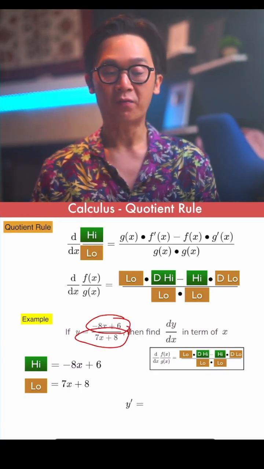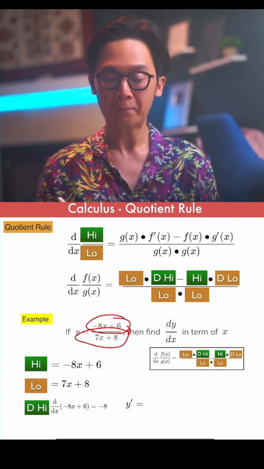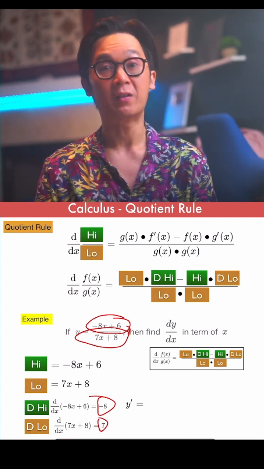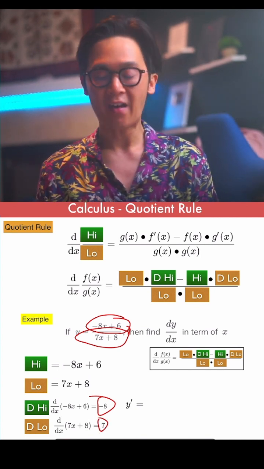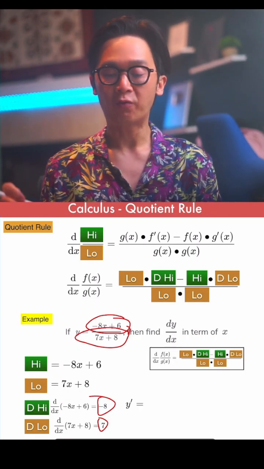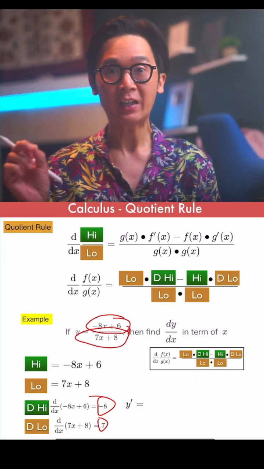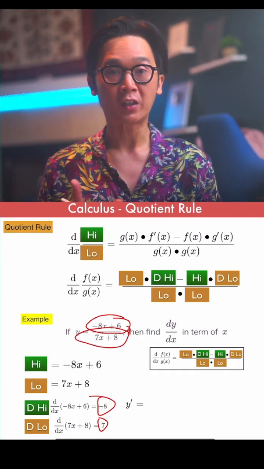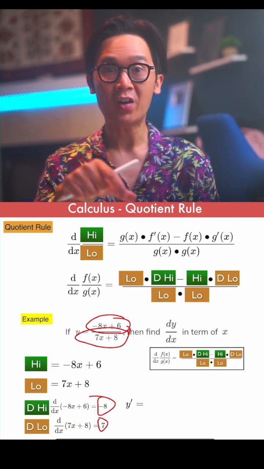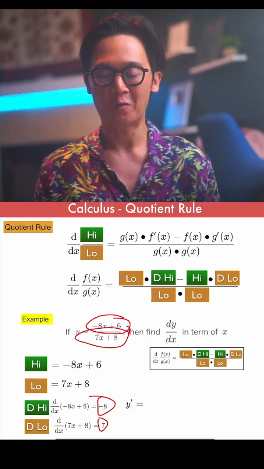Now, the derivative of high is the derivative of negative 8x plus 6, which is negative 8, and the derivative of low gives us 7, because the derivative of 7x plus 8 is simply 7. And now that we have our functions, we are going to use our formula and replace our low, d high, high, d low, and low with the functions that you're seeing organized right here on your left, or on your right, however you want to look at it.